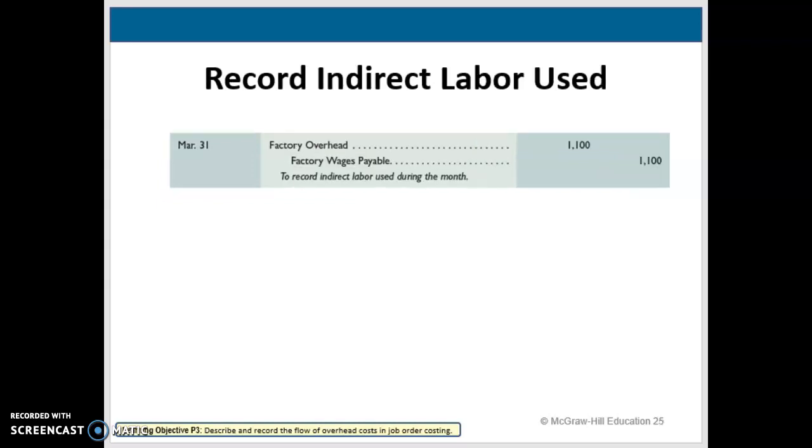When we look at indirect labor, Road Warriors incurred $1,100 of actual indirect labor costs. These costs might be supported by either time tickets for maintenance workers or salary contracts for our production supervisors. The indirect labor shows the entry where we debit factory overhead and credit factory wages payable. Again, we're posting it to the general ledger for factory overhead and factory wages payable. Unlike the recording of direct labor, indirect labor costs are not recorded immediately in work in process and are not posted to the job cost sheets.